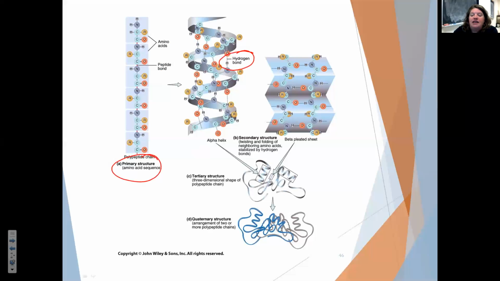They can form either a little alpha helix, just a little helical structure, or this beta pleated sheet. But these are going to be localized twisting and folding of that amino acid chain. Finally, the whole thing is going to fold up in its tertiary structure, which is its 3-dimensional shape. And that's going to be stabilized by further hydrogen bond formation. Now, some polypeptide chains associate with others, and so that forms quaternary structure.